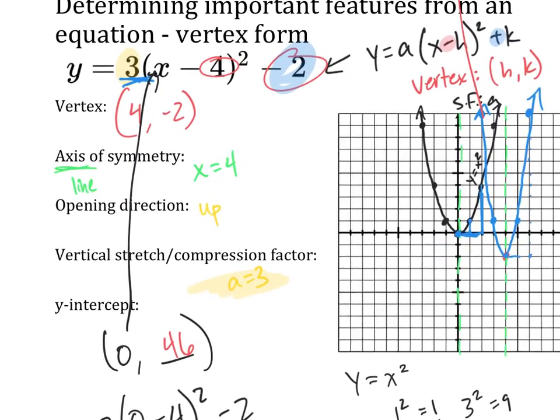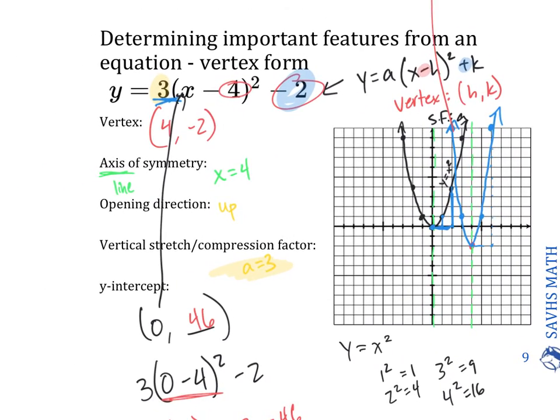Okay, so we have found our important features: the vertex, the axis of symmetry, the opening direction, our scale factor, and then our y-intercept. Those are the important features that I'm going to be expecting you to find this whole unit. There is one more that we haven't done yet today, and we're not going to do it today. That's the x-intercepts, but the rest of them, we do have the tools to do that today.